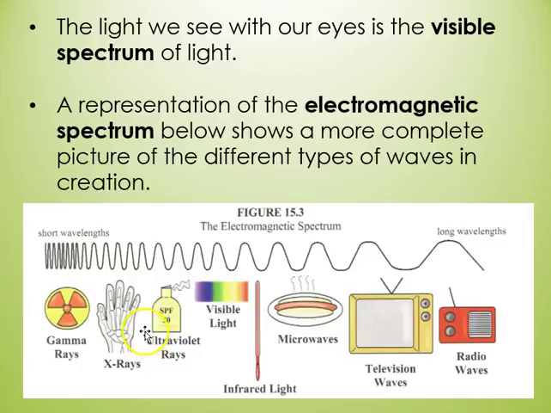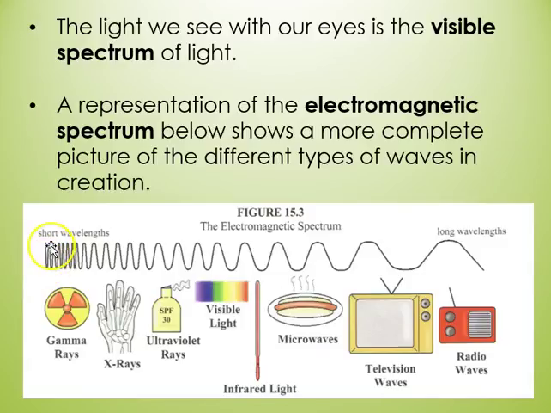The light we see with our eyes is the visible spectrum of light. A representation of the electromagnetic spectrum below shows a more complete picture of the different types of waves in creation. So we have infrared light right here in the middle, and to the right you see radio waves, television waves, and microwaves. They have very long wavelengths, as you can see from the image.